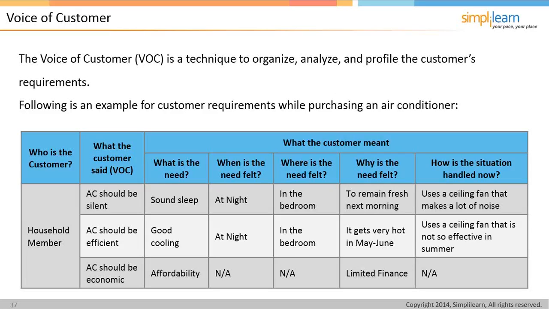So what the customer said: AC should be silent, AC should be efficient, AC should be economic. What is the need? Sound sleep, good cooling, affordability. When is it felt? At night. Where is the need felt? Not applicable, I should say. Why is the need felt? How is the situation handled now? So all of this information has been captured based on the customer feedback.